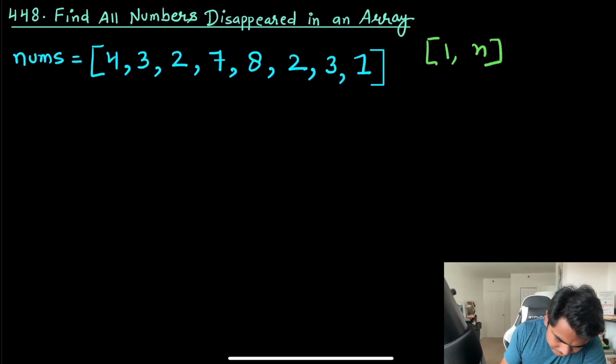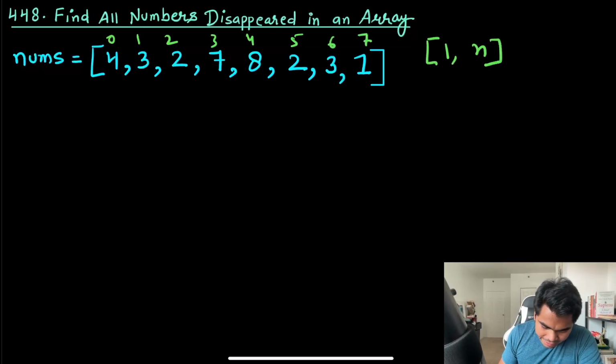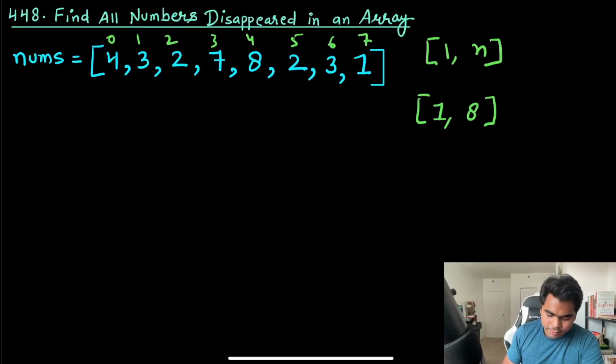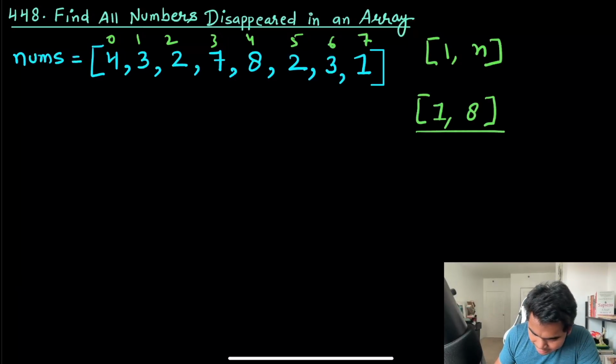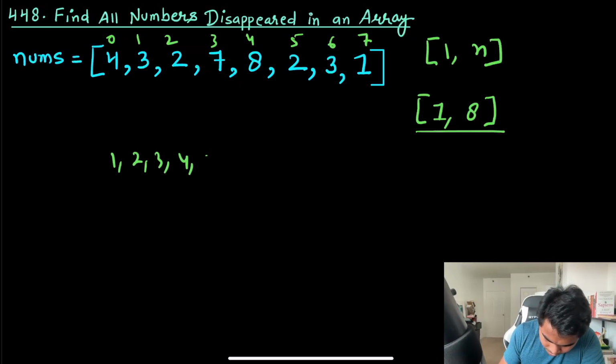So if I mark all the indexes here 0, 1, 2, 3, 4, 5, 6 and 7, that means I was supposed to have numbers in the range 1 to n, where the length is 8, so 1 to 8. Those are the numbers I should have seen. So basically I should have seen 1, 2, 3, 4, 5, 6, 7 and 8.